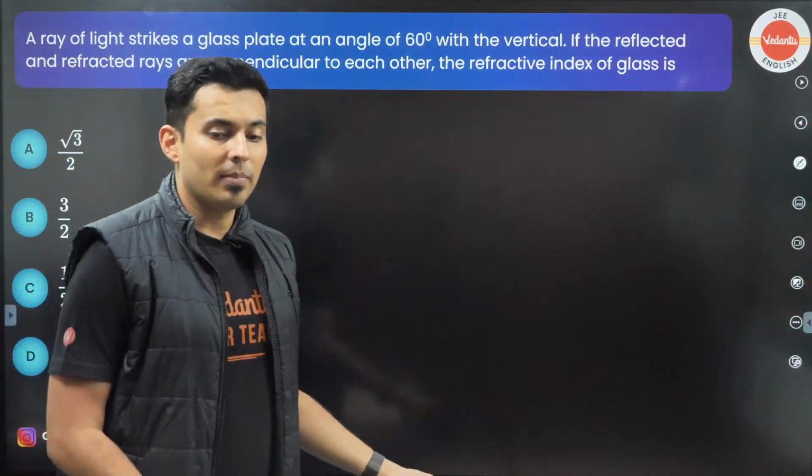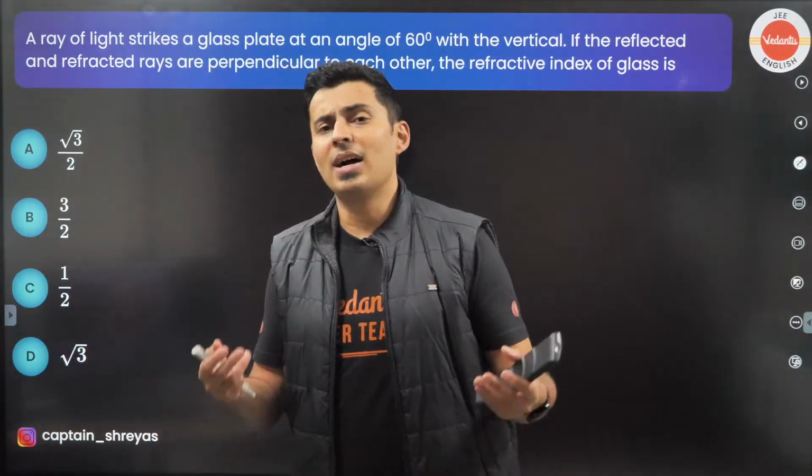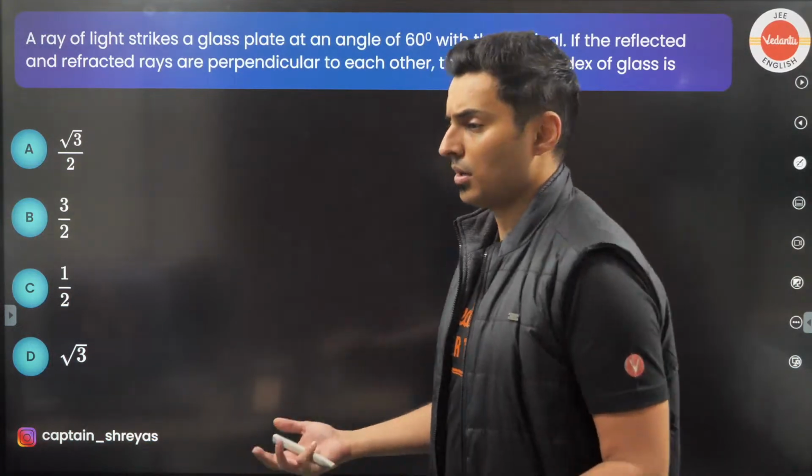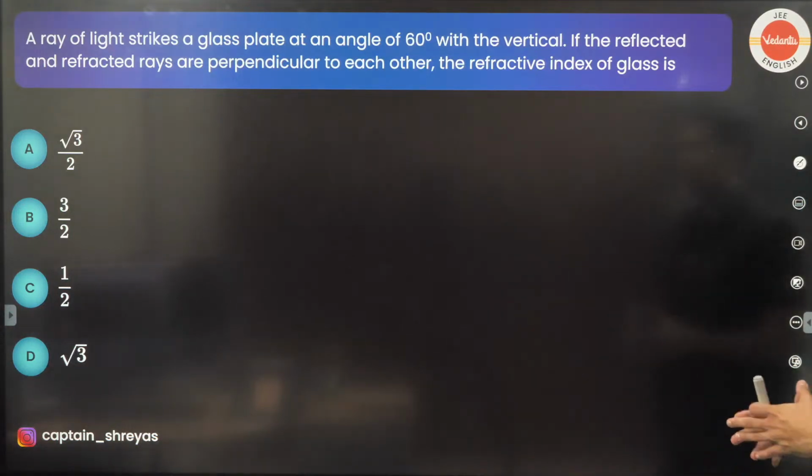So if you open up previous year papers, even 2020, 2021, 2022, they have asked these kind of questions in the JEE examination. Here comes another one. A ray of light strikes a glass plate at an angle of 60 degrees with the vertical.